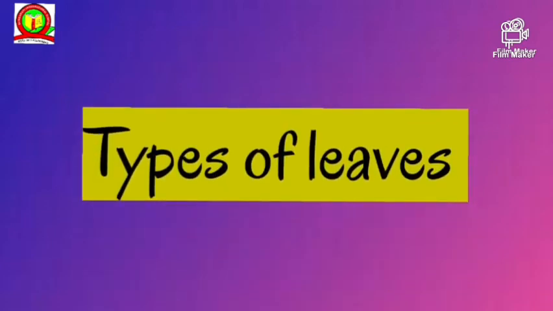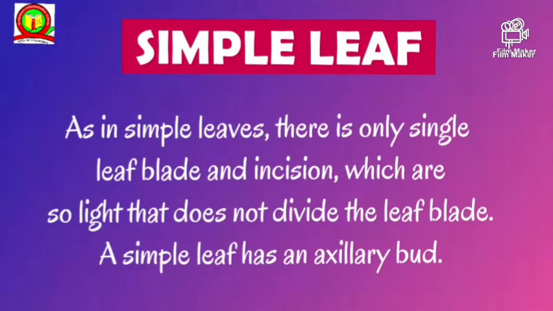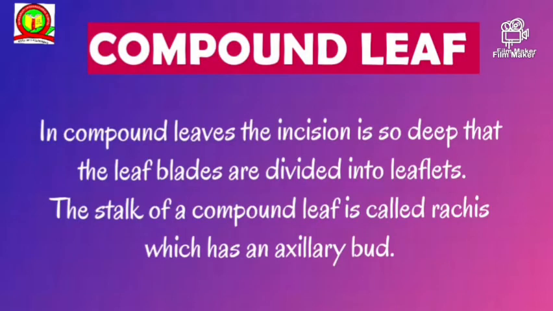We will talk about types of leaves. Simple leaves. In a simple leaf, there is only a single leaf blade and the incision is so slight that it does not divide the leaf blade. A simple leaf has an axillary bud. Compound leaf. In compound leaves, the incision is so deep that the leaf blade is divided into leaflets. The stalk of a compound leaf is called rachis, which has an axillary bud.